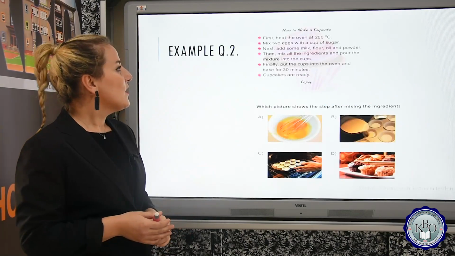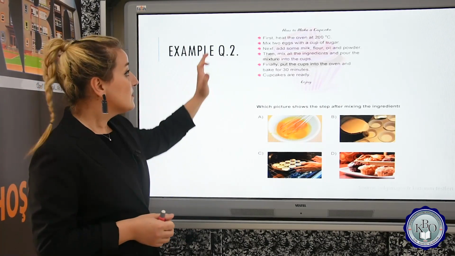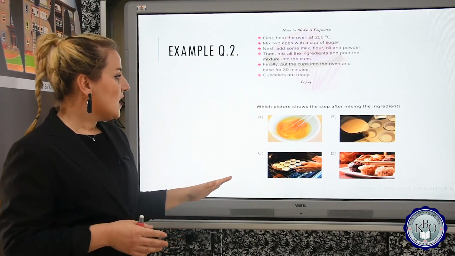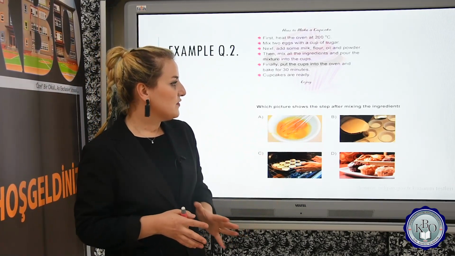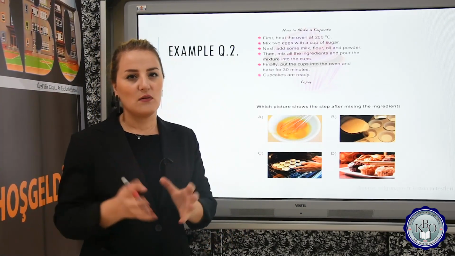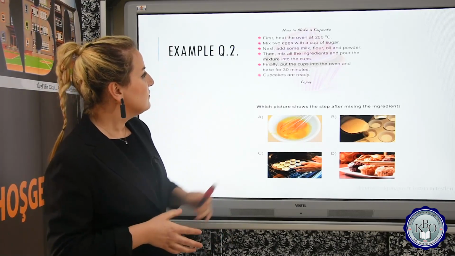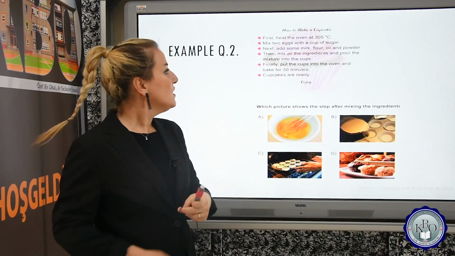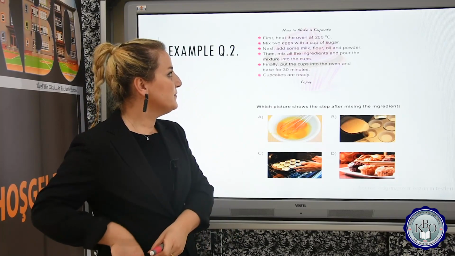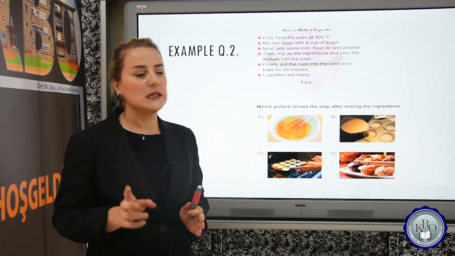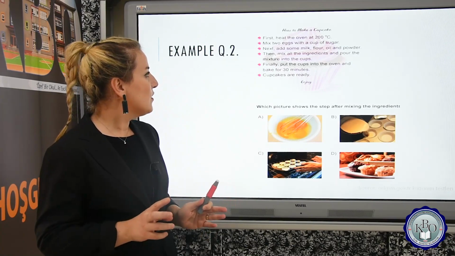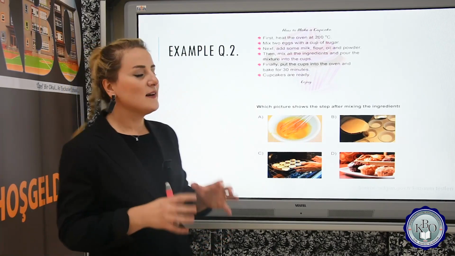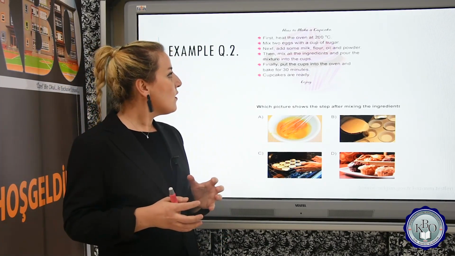So also we have another example here, and there's a recipe. Actually, it is the process of the recipe. We have got some pictures. So which picture shows the step after mixing all the ingredients, okay? So let's look at the recipe. First, heat the oven at 200 degrees Celsius. No. So mix 2 eggs with a cup of sugar. This is just mixing the sugar and the eggs. No. Next, add some milk, flour, oil and powder. No. So then mix all the ingredients and pour the mixture into the cups.